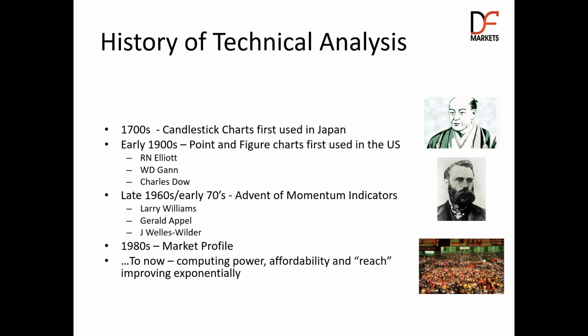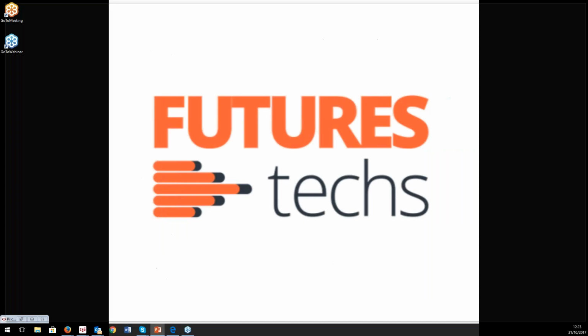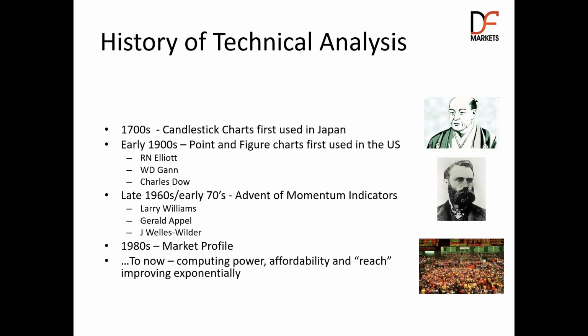And our chap on the top right is allegedly a picture of a chap called Munehisa Homma. Homma was a rice trader in Japan in the 1700s, and he was such a big influence in the rice markets around that time that he actually ended up being elevated to samurai status, which I think is a wonderful story. I think that says to us that that's something to aim for. If you want to become the best trader in the world, you're going to become a samurai trader, if you like.